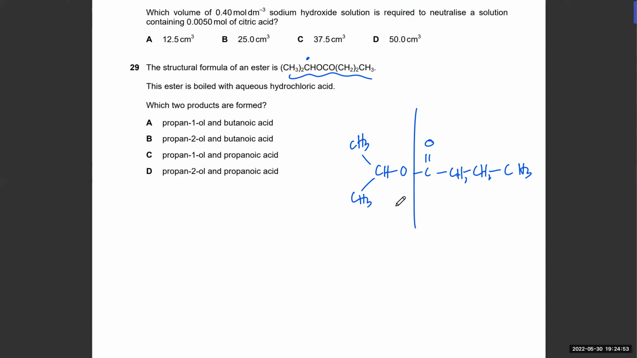It will hydrolyze. This side will turn into an alcohol. So you got this alcohol. What's the name of the alcohol? It's CH3CH(OH)CH3, so that's propan-2-ol, right? And what is this side? That's going to form a carboxylic acid, so that's butanoic acid.